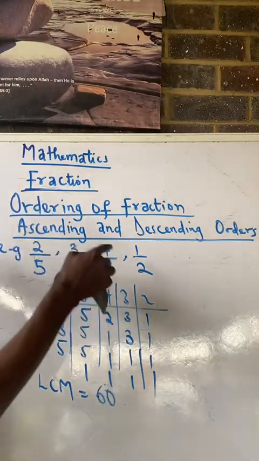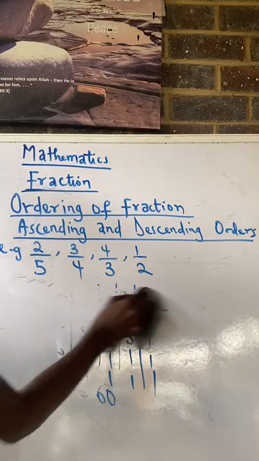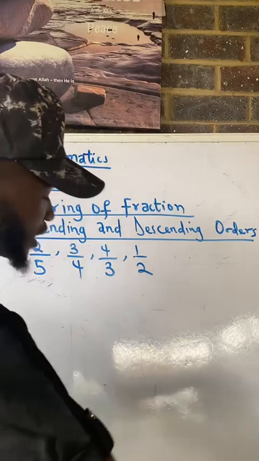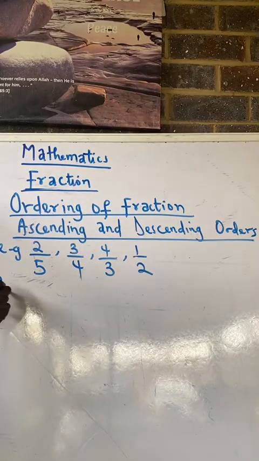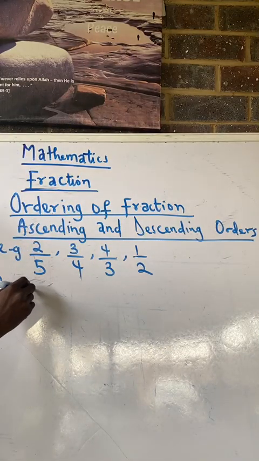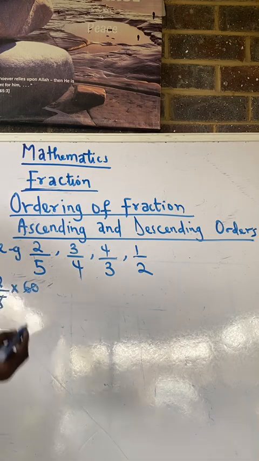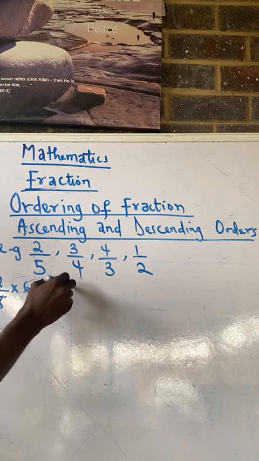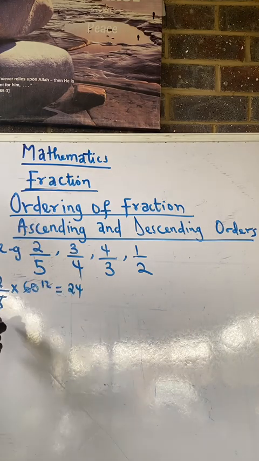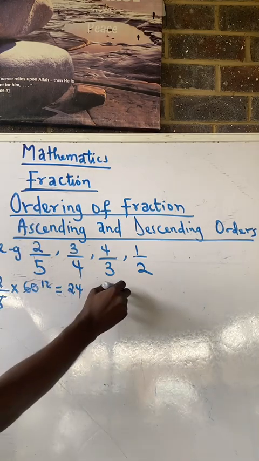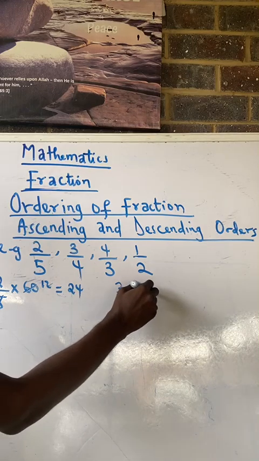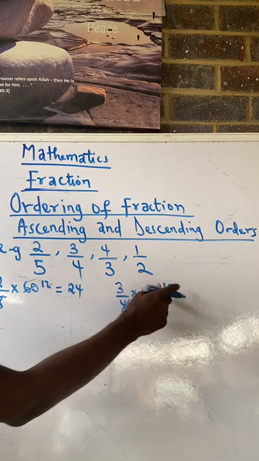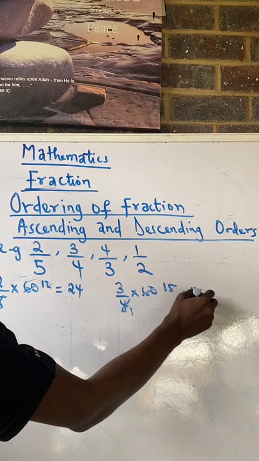So we now multiply each fraction by the LCM. It will appear to us the one that is biggest. So 2 over 5 times the LCM, which is 60. 5 in 60 will give me 12. 12 times 2, that's 24. For the second one, we have 3 over 4 times 60. 4 in 60, that's 15. 3 times 15 will give me 45.